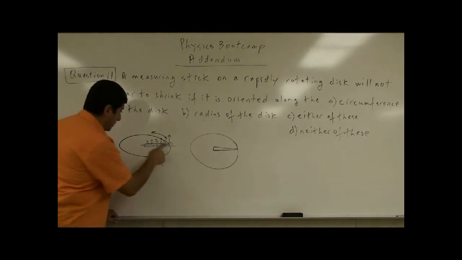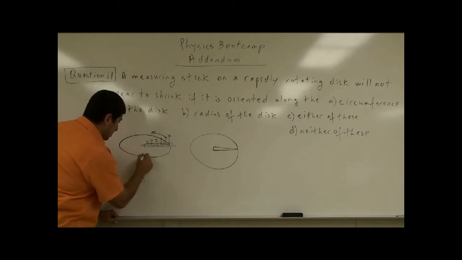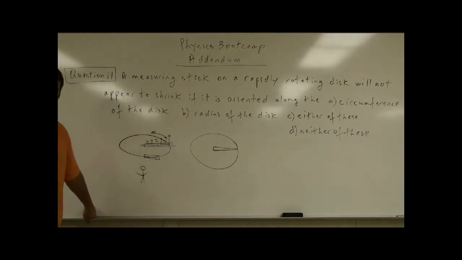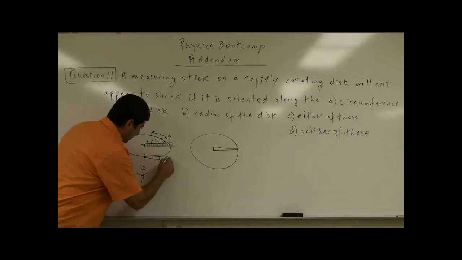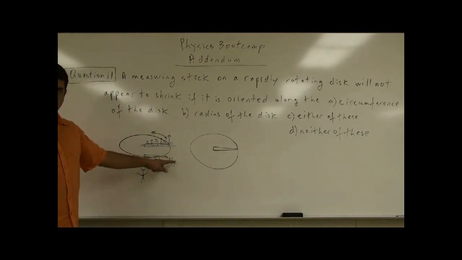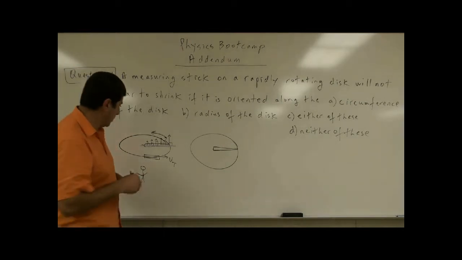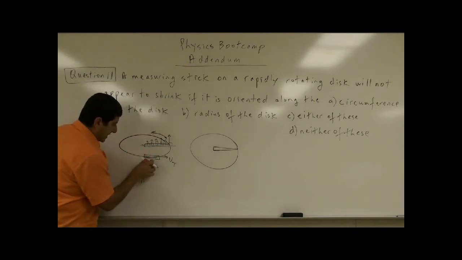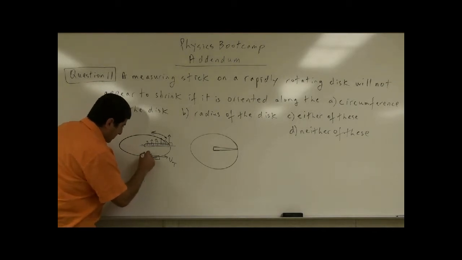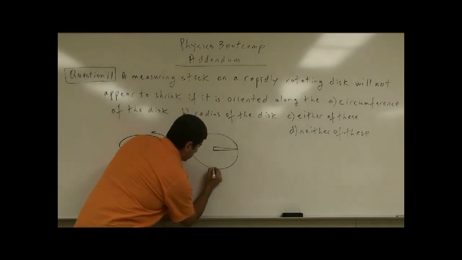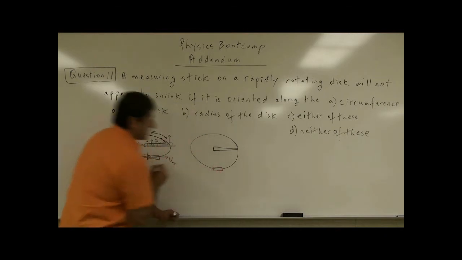What if you were to put the stick along the circumference, and as it was going this way, what would happen? Well, in that case, the velocity, V tangential, is actually parallel to the length of the ruler. So in that case, it will contract. The width won't change, because in this case the width is perpendicular to the direction of travel. So it's going to appear this way: same width, just shorter.